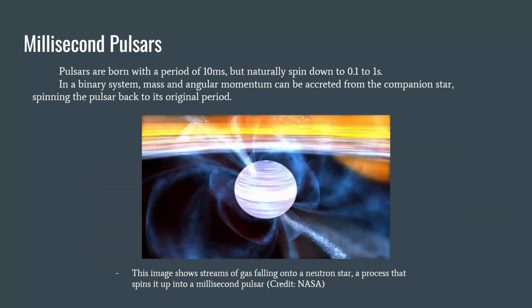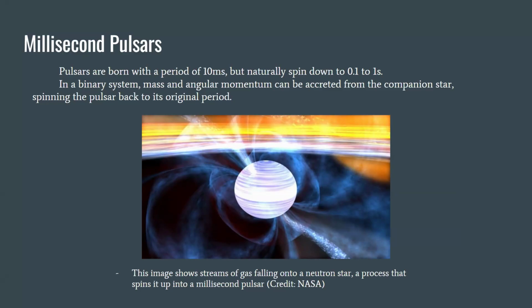Now, pulsars are born with a period of approximately 10 milliseconds, but they naturally spin down to 0.1 to 1 second. This decrease in angular velocity is due to the light or energy emitted by the beam. Now, in a binary system, mass and angular momentum can be accreted from the companion star, spinning the pulsar back to its original period. One thing about the millisecond pulsars is that they are usually in binary systems. So these are the ones we are going to care about. And this process that I just described is the recycling of a pulsar.